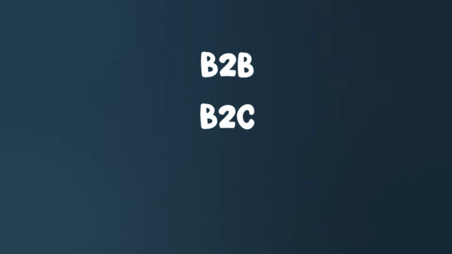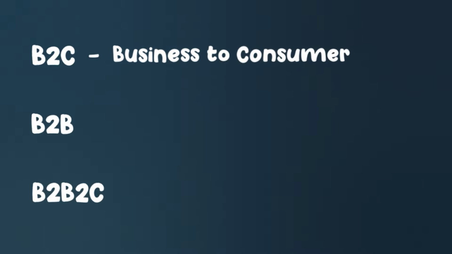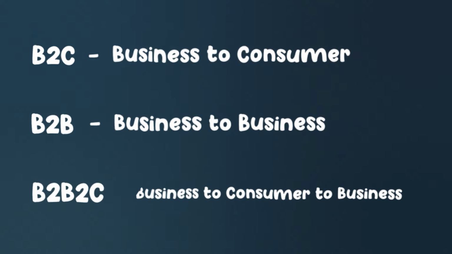There are three main monetization models: B2B, B2C, and B2C2B. So what do the B and the C stand for? Well, B stands for business and C stands for consumer. So B2C is business to consumer, B2B is business to business, and then B2C2B is business to consumer to business.